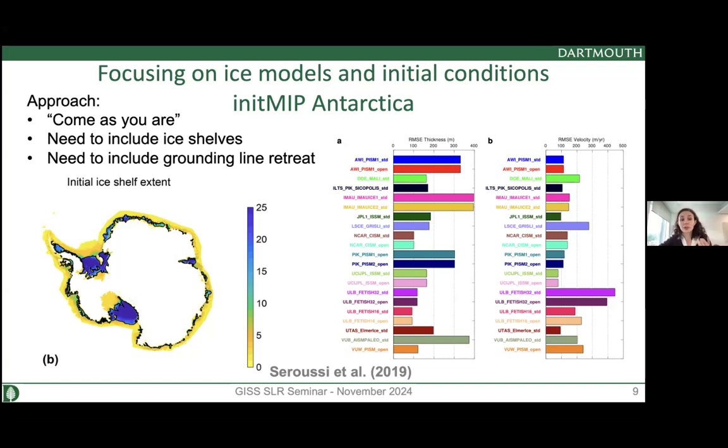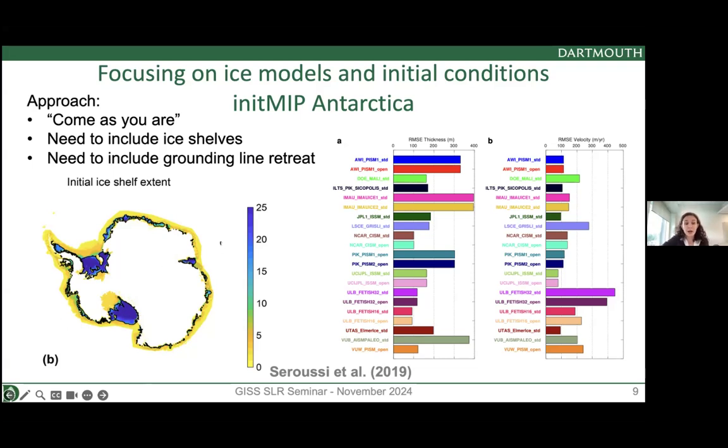First, you need the model to include ice shelves. Otherwise, you're missing a big part of the story. And also, we know the grounding line moves on all kinds of timescales, but you want to be able to capture these changes. And so models need to include grounding line evolution, advance, and retreat. Mostly retreat if your climate is warming. And so that's how ISMIP worked.